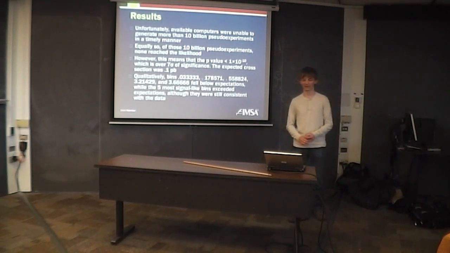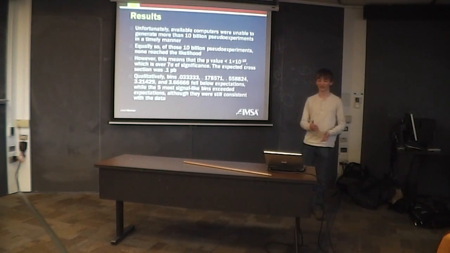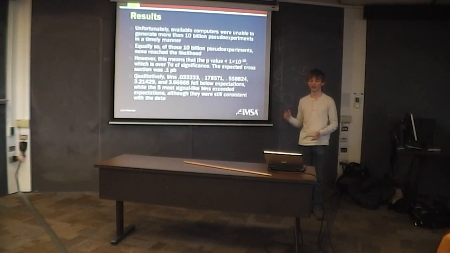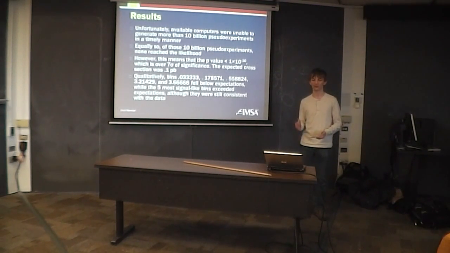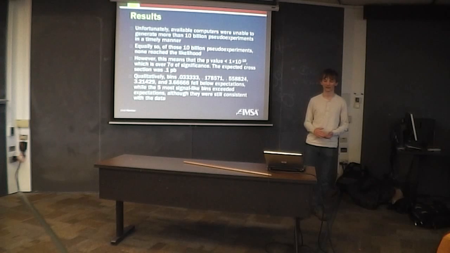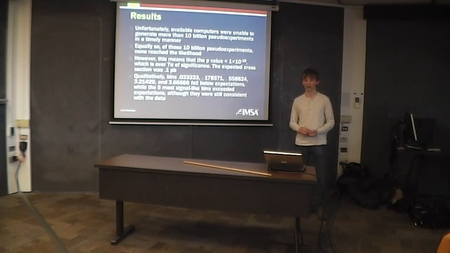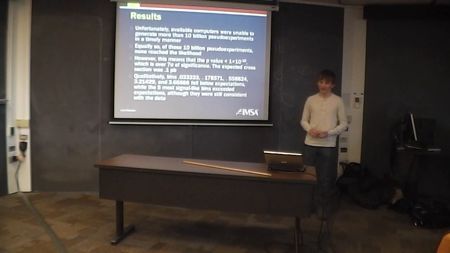Of those 10 billion pseudo-experiments that I did run, none reached the likelihood. However, the fortunate part of this is that it means the p-value is less than 1 times 10 to the negative 10th, as of the 10 to the 10th pseudo-experiments that were generated, not a single one reached the threshold, which is over 7 sigma of significance. The expected cross-section was 0.1 picobarns. The actual cross-section was what Camden said.